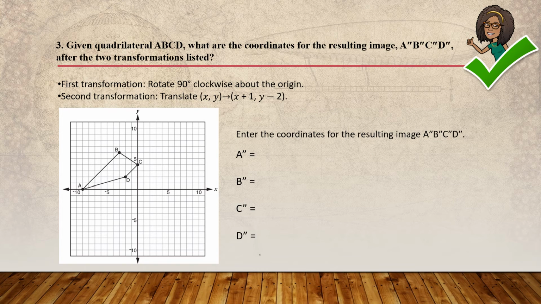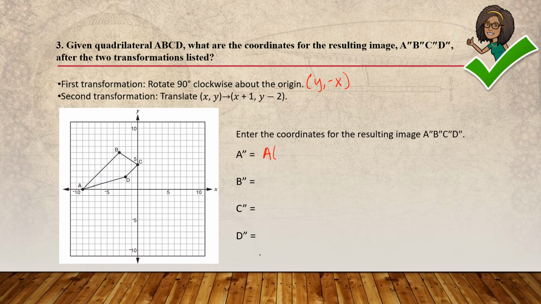All right, let's look at this last one, number 3. Given quadrilateral ABCD, what are the coordinates for the resulting image A double prime, B double prime, C double prime, D double prime after the 2 transformations listed? So the 2 transformations that they gave us was rotating 90 degrees clockwise about the origin. Remember, that is switching and taking the opposite of x. And then we have translating 1 unit to the right on the x and 2 units down on the y. So the first thing that we have to do is just find the original coordinates for all the points.